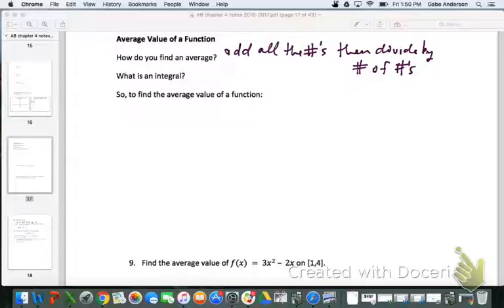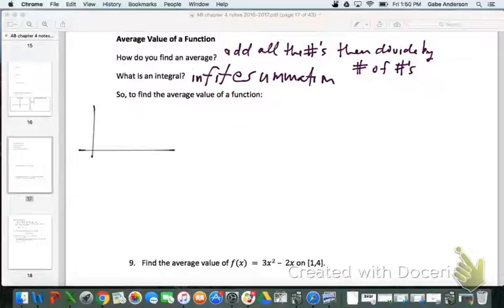Infinite summation. That's right. We talked about that a second ago as well. So it's an infinite summation. Keep that in mind as we talk about what comes next. To find the average value of a function, let me set this up for you. If I have some function, here is its graph. Let's say it's kind of curvy, and let's say that we are concerned about a specific interval, from a to b.